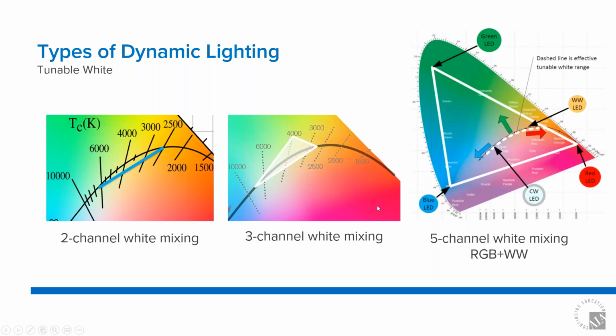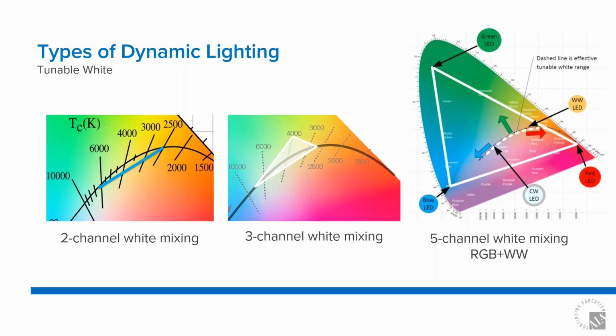Then if you're doing 3-channel color mixing, you have 3 points. So basically you have 3 different types of white light modulating together through controls, and you can get any color of white light within that triangle of the middle diagram.